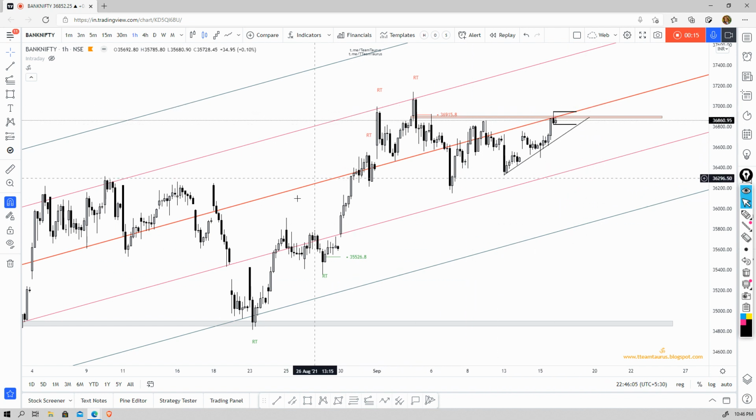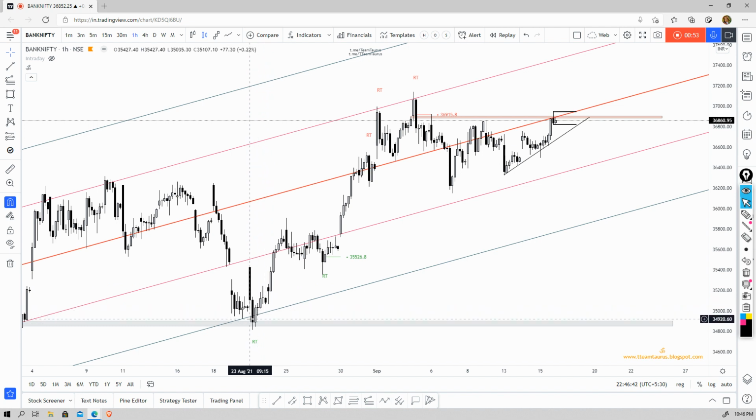So this is the 1 hour time frame of Bank Nifty, and you can clearly see that every time there is an RT, this indicator doesn't repaint. This RT here gave a clear indication that the price is about to reverse, and this is the support area. This is the pitchfork support, and this is the basic price action support area. So here you will enter once this bar is closed.